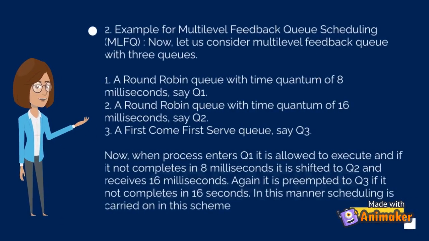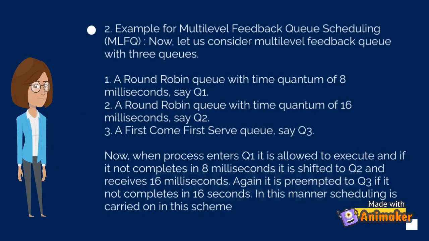Example for multi-level feedback queue scheduling, MLFQ. Now, let us consider a multi-level feedback queue with 3 queues. 1. A round-robin queue with a time quantum of 8 milliseconds, say Q1. 2. A round-robin queue with a time quantum of 16 milliseconds, say Q2. 3. A first-come first-serve queue, say Q3. Now, when a process enters Q1, it is allowed to execute, and if it does not complete in 8 milliseconds, it is shifted to Q2 and receives 16 milliseconds.